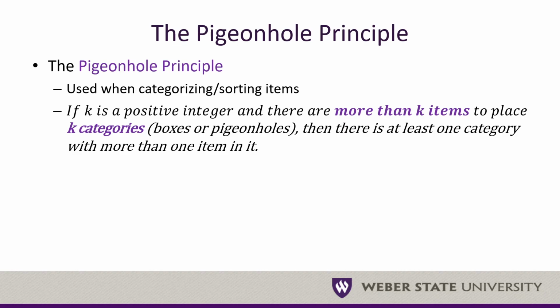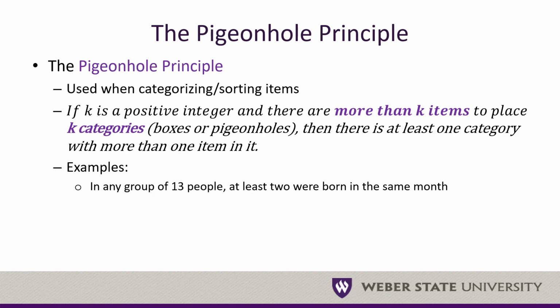That one may not be something that makes any sense to you. How about this? How can I make sure that I have 2 people born in the same month? One more than our months. 13 people, 2 of them are going to be born in the same month.